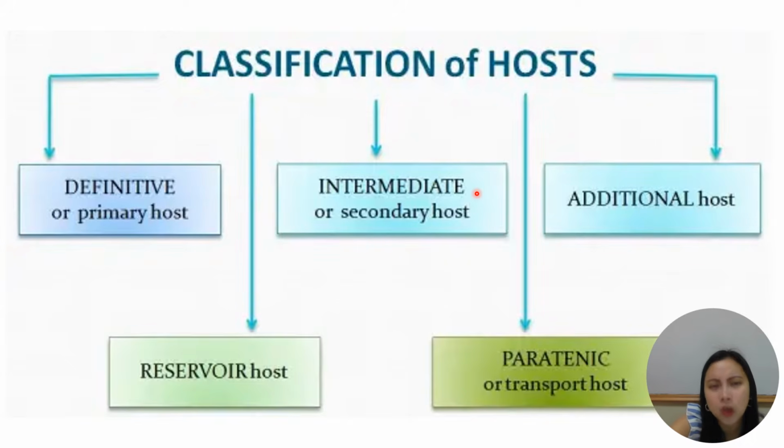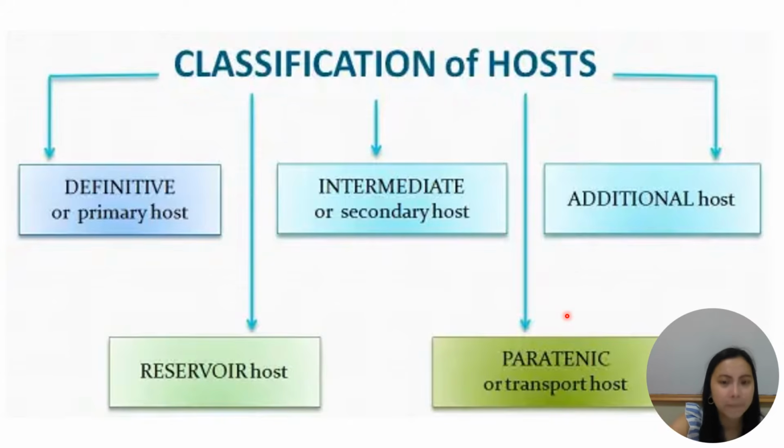But for now, just know that intermediate or secondary hosts can be multiple. So there can be a first intermediate host, a second intermediate host. This is where the asexual or the larval stages of the parasite develop. But in the definitive host, this is where it attains its sexual maturity. Okay, see now the difference between the definitive and the intermediate host.